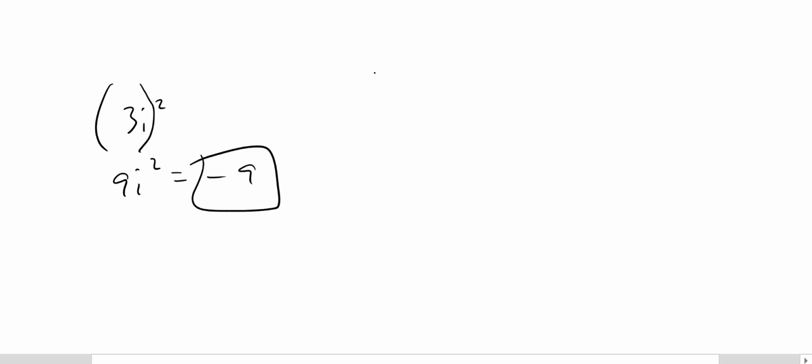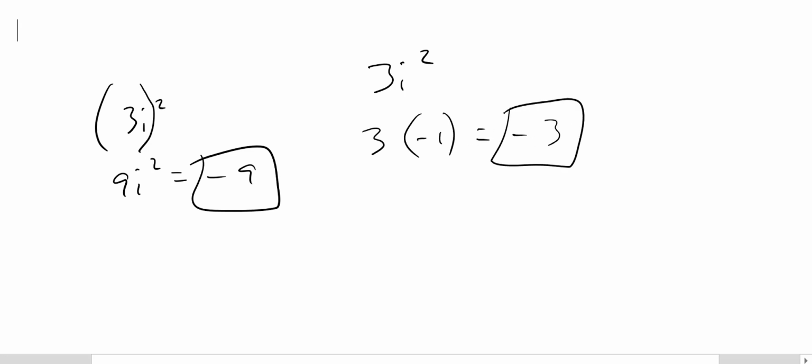Okay? Now that's different than this. If I said 3i squared, that 3 is not being squared. There's no parentheses around it. So it's 3 times negative 1, or negative 3 is your final answer. So different than, if you have it in parentheses versus not in parentheses. Okay?